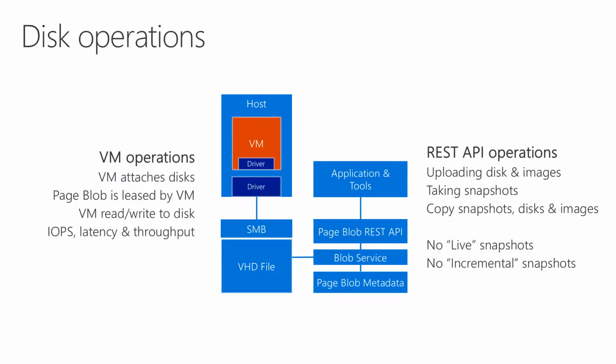And here are a few examples. What you can see on the left side are typical operations that are triggered by the VM, like attaching a disk, like a page blob is leased by a VM, and of course read and write operations to the disk with all the things you have to consider like IOPS, latency, throughput. On the right side, you can see the REST API operations, the things I mentioned before as operational tasks, like uploading disks and images, taking snapshots, copying them, and so on. What's not possible are live snapshots and incremental snapshots today.